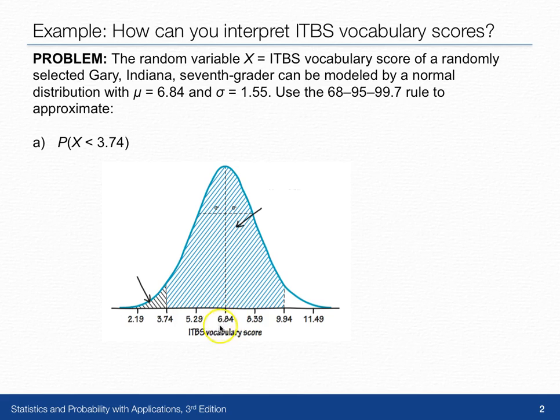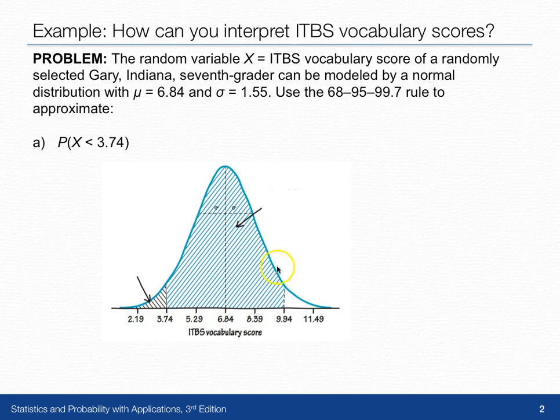So in this case, our mean was 6.84, and we'll add 1.55 a few times to get 1, 2, and 3 standard deviations above, and then from that 6.84, we'll subtract 1.55 a few times to get 1, 2, and 3 standard deviations below. Next, you want to make sure you clearly shade the area under the normal density curve that corresponds to the probability you want. We want the probability x is less than 3.74, so we'll shade to the left of 3.74 on this curve.